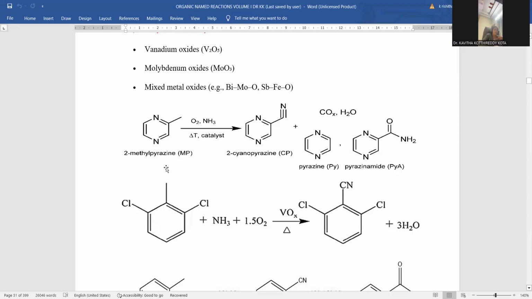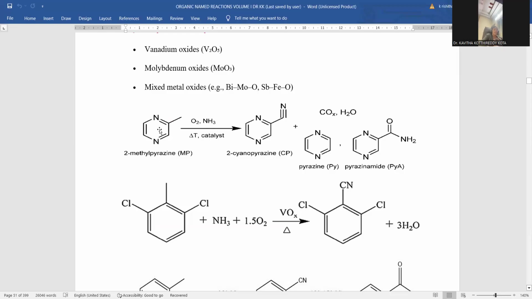If you are taking pyrazine, where the nitrogens are located at the 1,4 positions within the 6-membered ring system, that is said to be pyrazine. Here, methyl substitution is there at position number 2. Methyl pyrazine is taken.